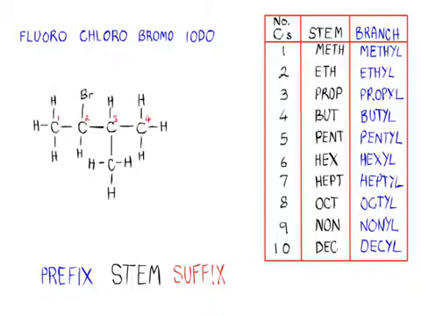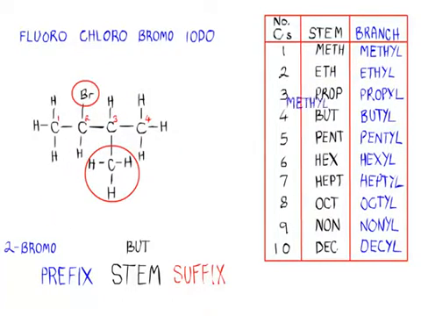The longest carbon chain is 4, so the stem is but. It has a methyl branch and a bromine group. The bromine is in position 2 and the methyl position 3. So in alphabetical order, with the bromo coming before the methyl, we have the prefix 2-bromo-3-methyl. This compound is a haloalkane, an alkane with halogens, so has the suffix -ane. Putting it all together gives 2-bromo-3-methyl-butane.